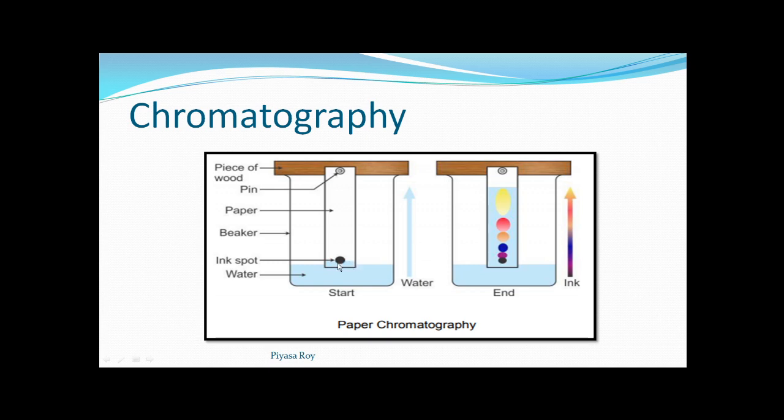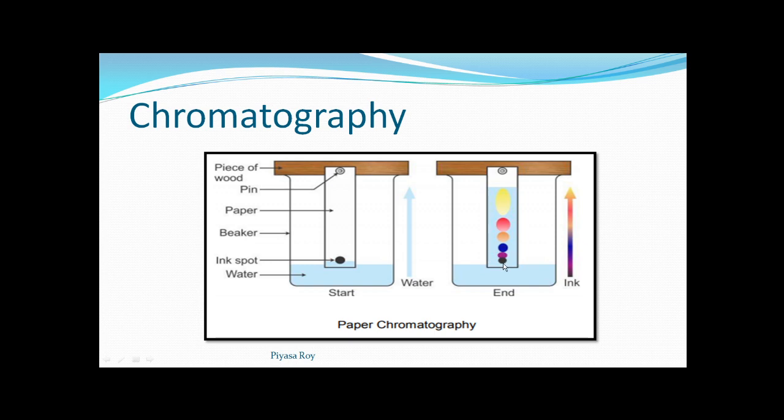So here you can see, we take the ink spot on our paper and just dip it. The paper will be dipped in the water, which is used as a solvent. The paper will absorb the water, but the components of the ink that cannot absorb the water evenly will form spots in different places of the paper.